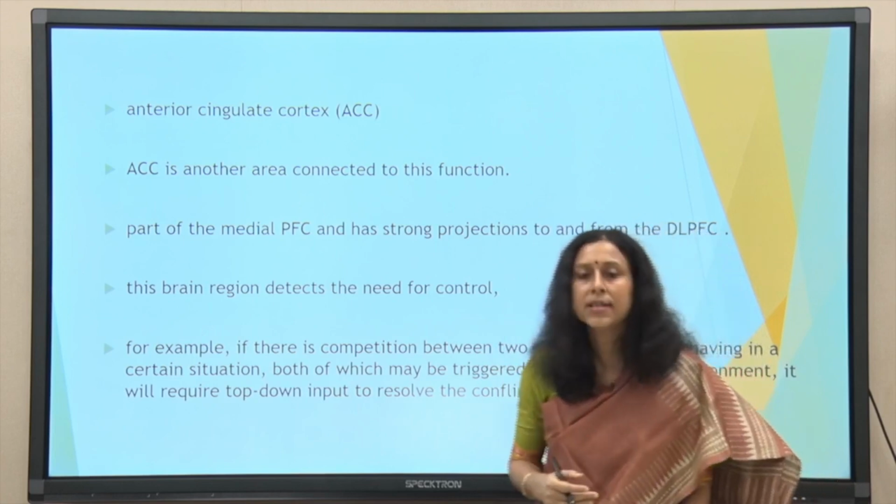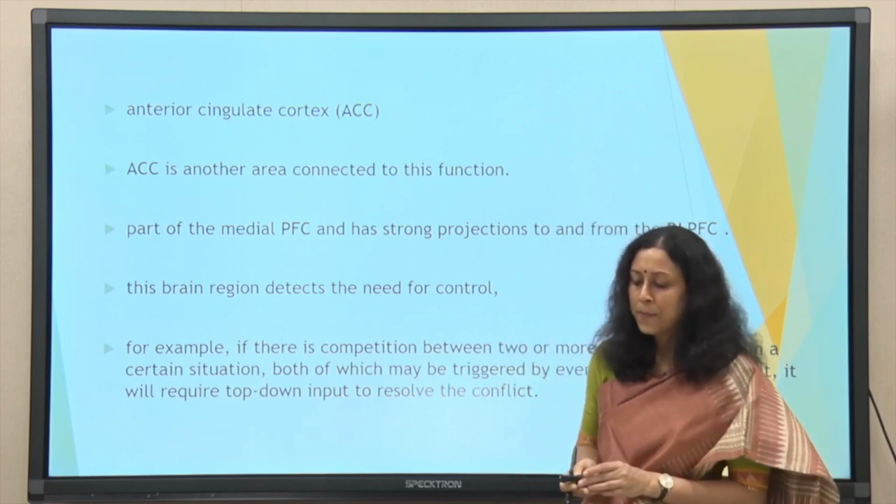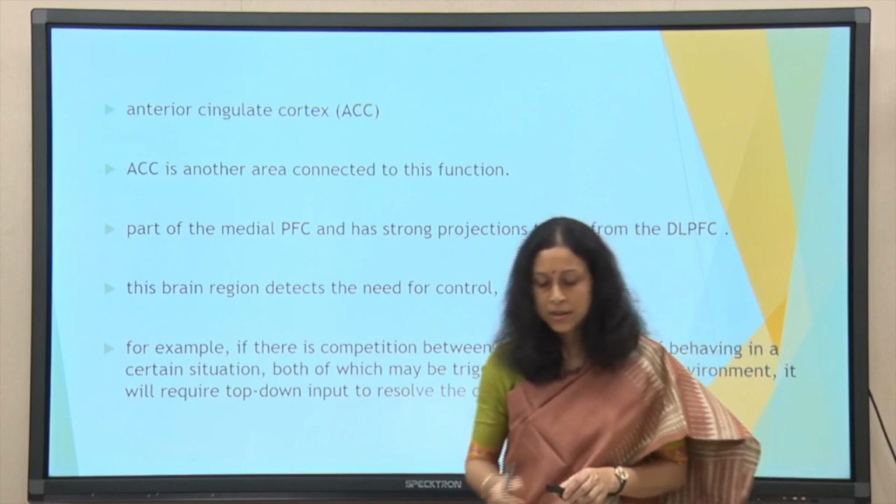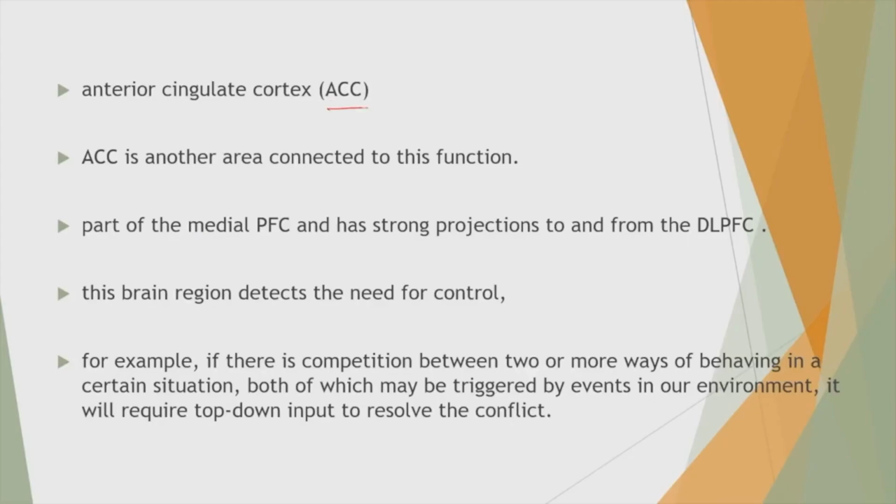So, this is why we see such small little details here. Similarly, there is yet another very important area, which is the anterior cingulate cortex, ACC. In short, this also plays a very important part in the executive function mechanism. Part of the medial PFC has a strong projection to and from the DLPFC. This is part of the medial PFC, and it has strong connections with the dorsolateral PFC.